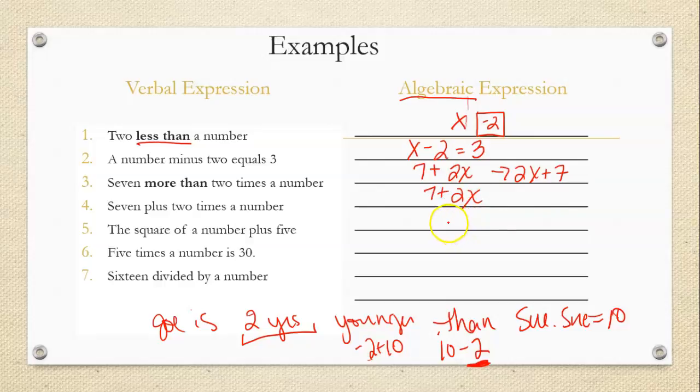Number 5, the square of a number plus 5. 5 times a number is 30. So most of these, you can just write it as you read it. 16 divided by a number. There we go.